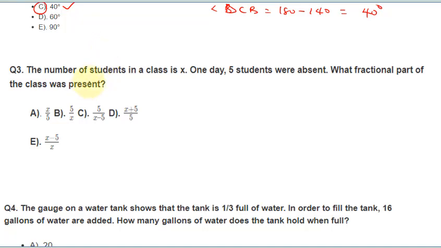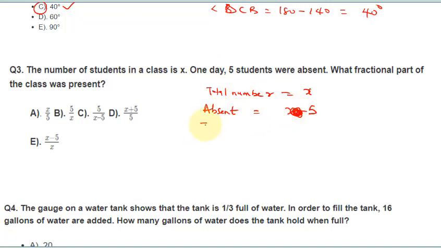This question says the number of students in the class is X. One day, 5 students were absent. What fraction of the class was present? Now, total number, it's what? X. Now, absent on that particular day will be what? X minus 5. Okay, so what fraction? 5 students were absent. Okay, absent was actually 5.